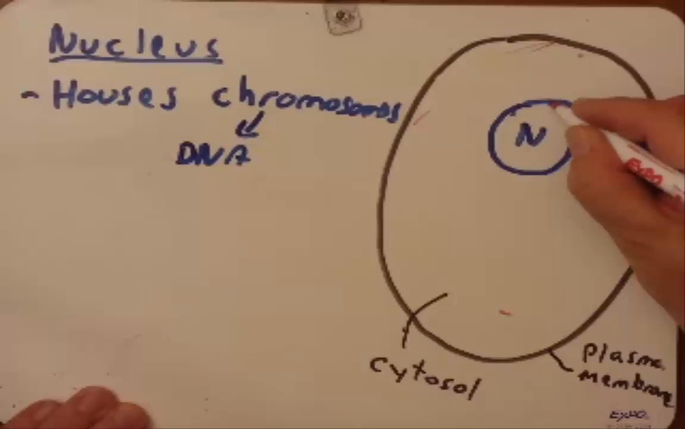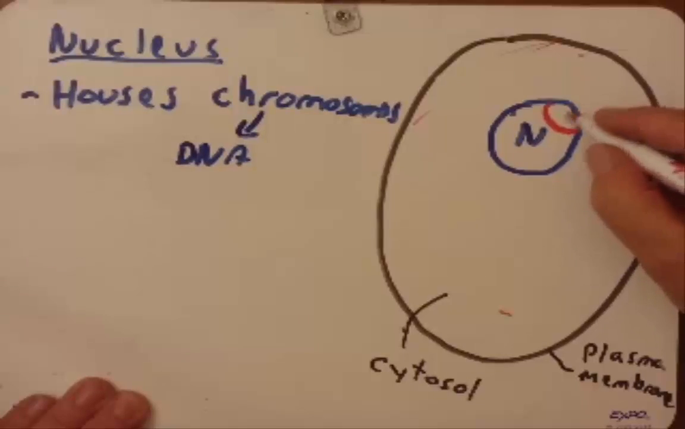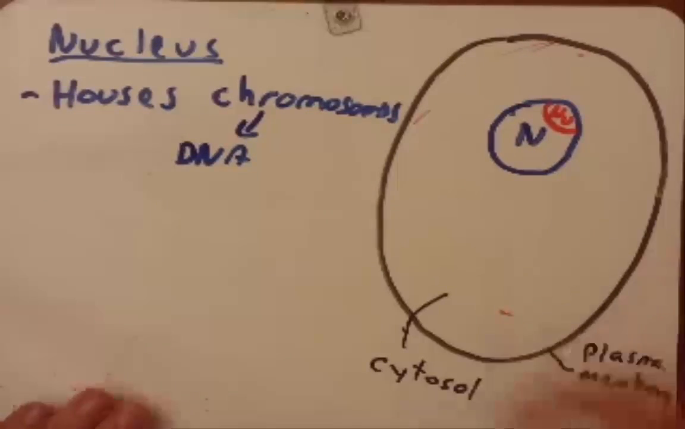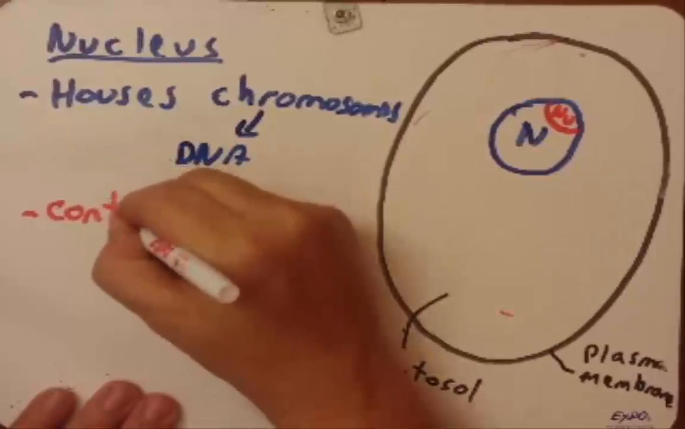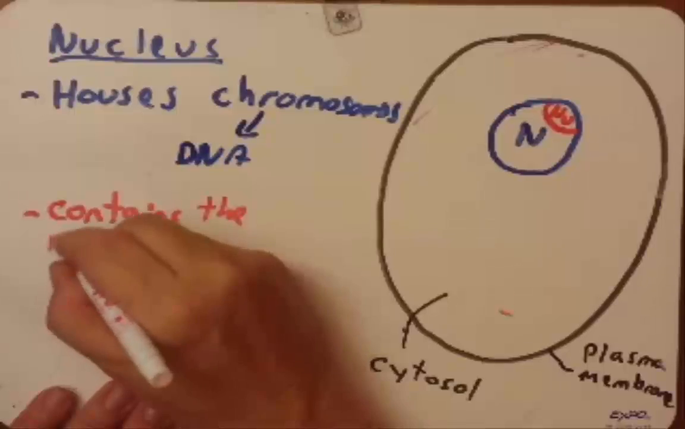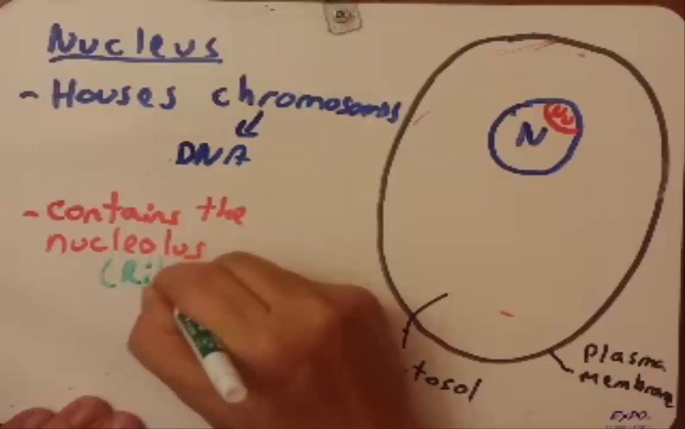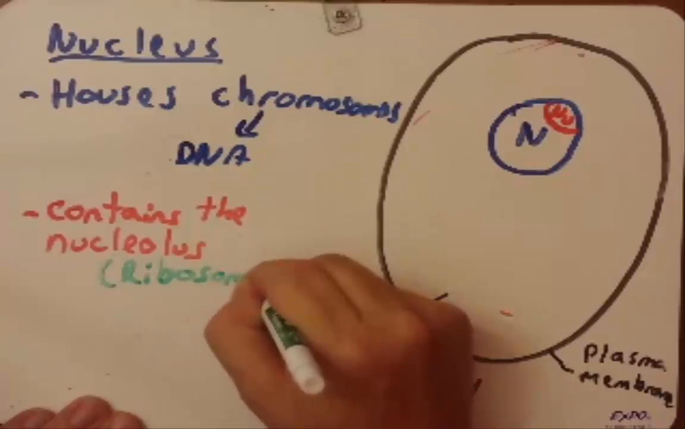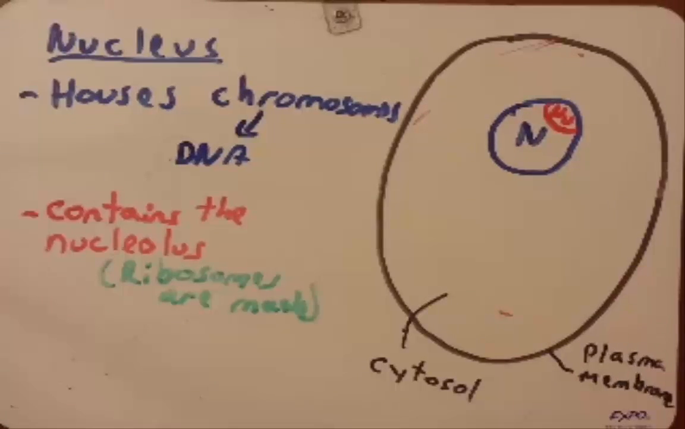Within the nucleus, there's this special compartment which is called the nucleolus. And I'm going to put that in red here, and I'm just going to put NU. So it contains the nucleolus. And the purpose of the nucleolus is that this is where ribosomes are made. Now, ribosomes would be found in bacteria, archaea, and eukaryotes.